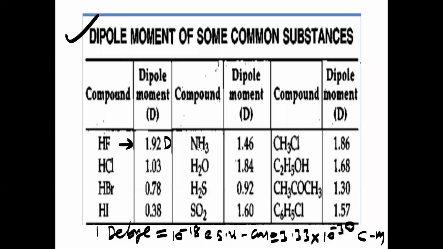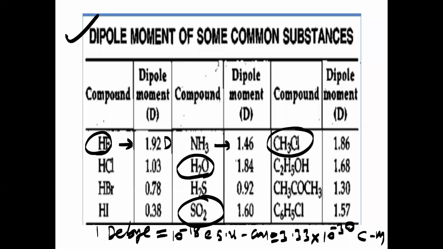Okay. Next, if you take now NH3, H2O, H2S, SO2. Among these here, what now? 1.46 Debye for NH3, and H2O has 1.84. H2S 0.92, SO2 1.6. Here remember H2O 1.84, HF remember value 1.92, and SO2 1.60. Okay. Next, methyl chloride, important.